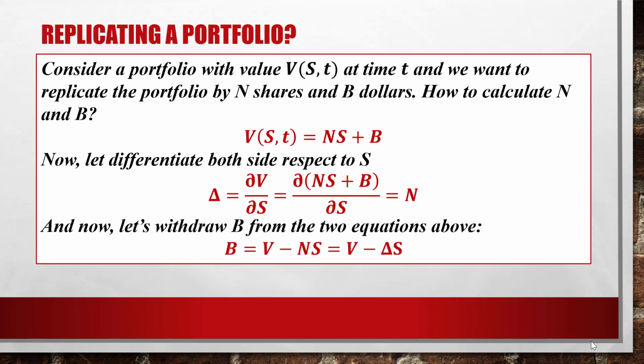So if we extract B from the two equations above, we get B is V minus NS, which is equal to V minus delta S, right? All right, and delta here is the delta of the portfolio.